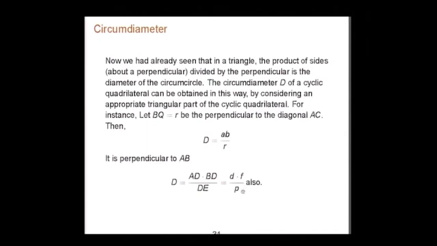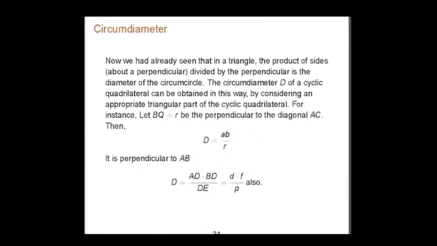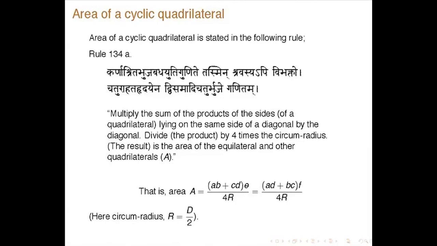Suppose you take this triangle. For any triangle, the circumdiameter will be the product of the sides divided by the perpendicular, you see. So that is the result here also.